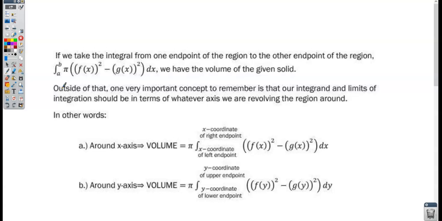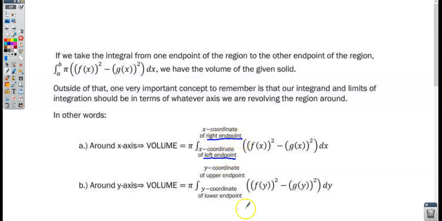If we're going around the x-axis, we want everything in our integral to be in terms of x, and our limits of integration are going to be x-coordinates, starting with the lower limit of integration being the left endpoint of the region, and the upper limit of integration being the right endpoint of the region.